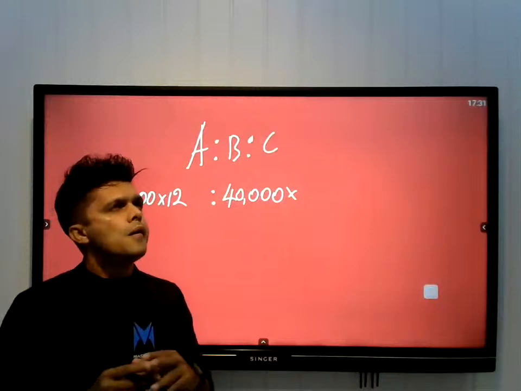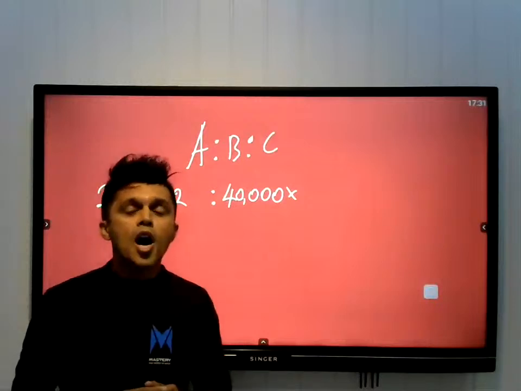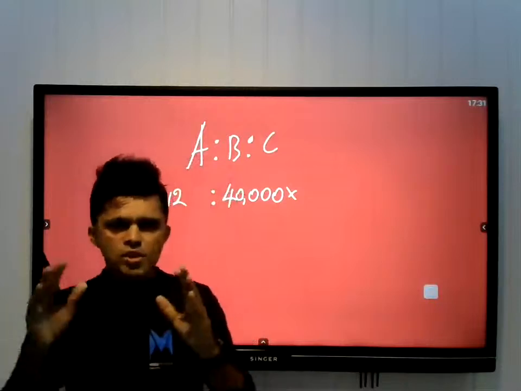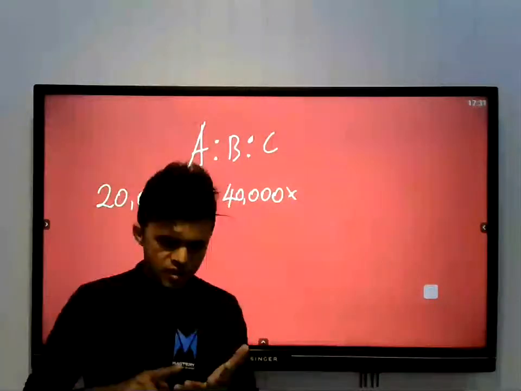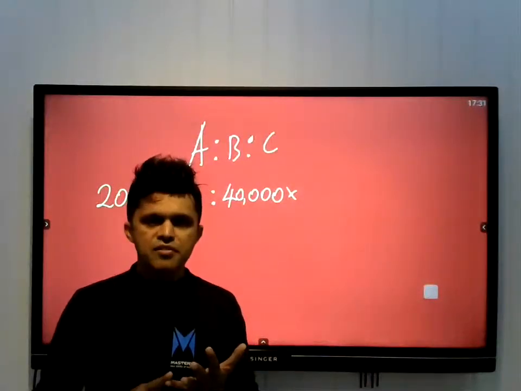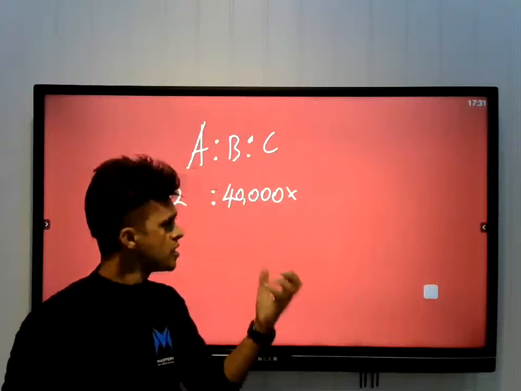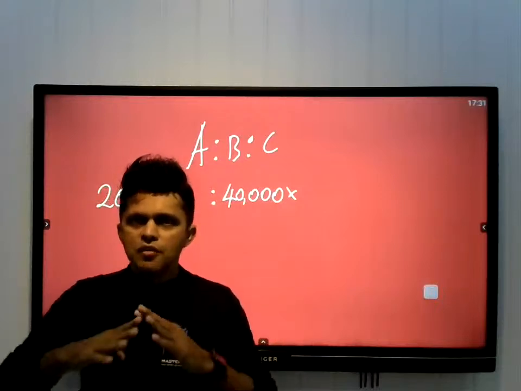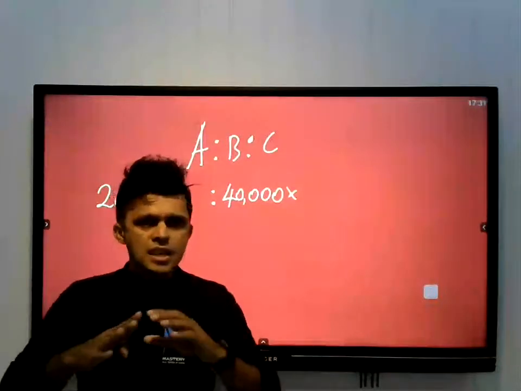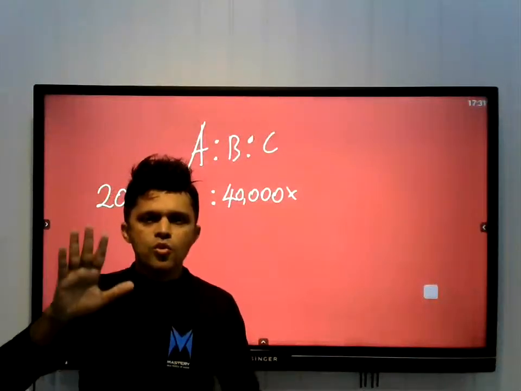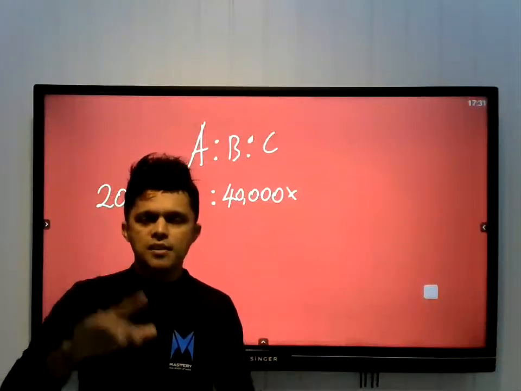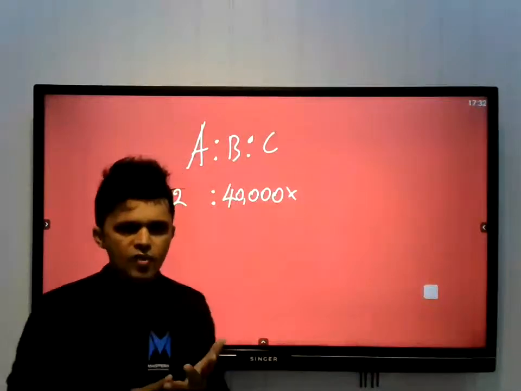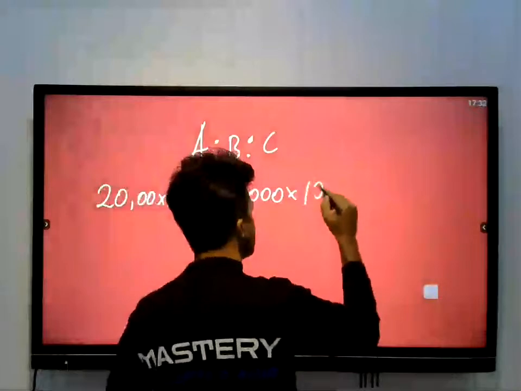B joins on the 1st of March. He is not in the business in January and February. He joins the business on the 1st of March, which means he is in the business for 10 months.